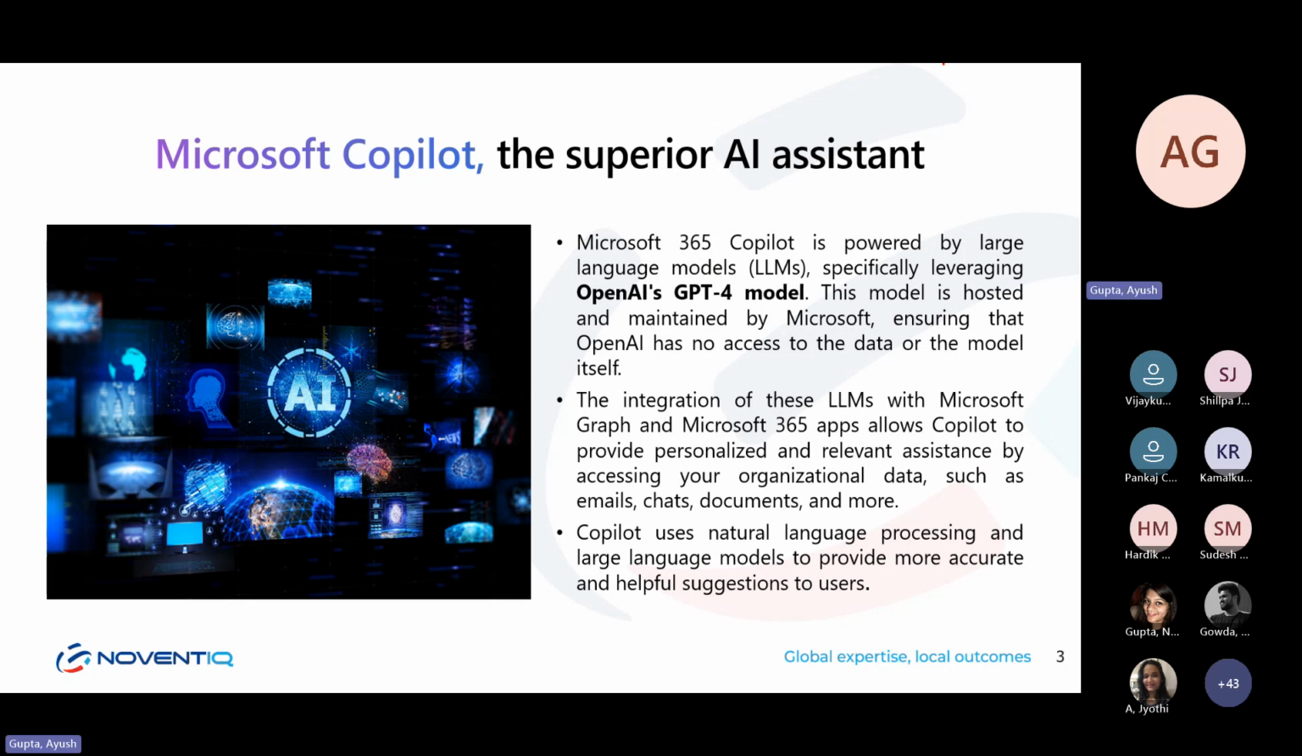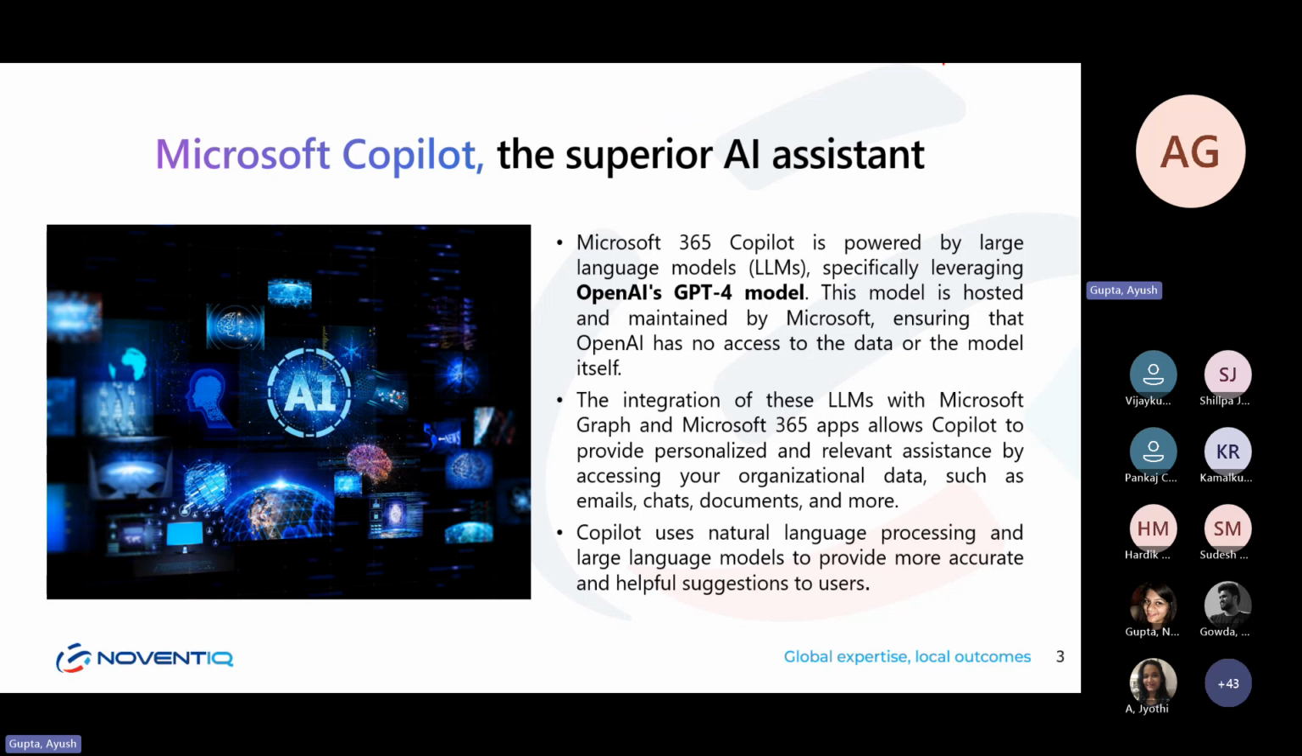The integration of these LLM models is Microsoft Graph. What is Microsoft Graph? Microsoft Graph is your data. So the LLM model will get combined with your data, whatever data on your tenant that is related to you and that you have access to. Microsoft applications will work on top of that data, and then you can easily use Copilot on top of that.